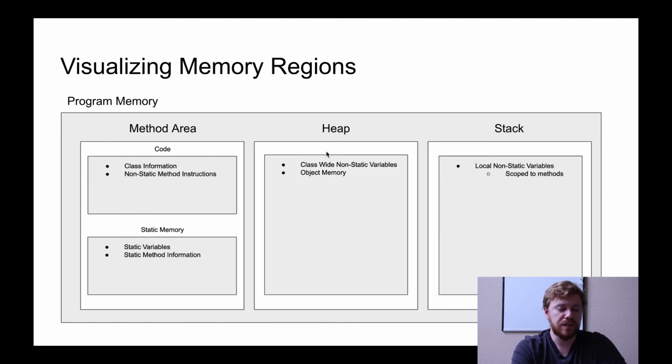And what I have in these different regions is a little more descriptive of what those regions are holding. So if we look at the code region, it's talking about class information. For example, your program might have many different classes. And so this is talking about a class name. Does that class inherit from other classes? Does it implement any interfaces? Things of that nature. It also includes the non-static method instructions.